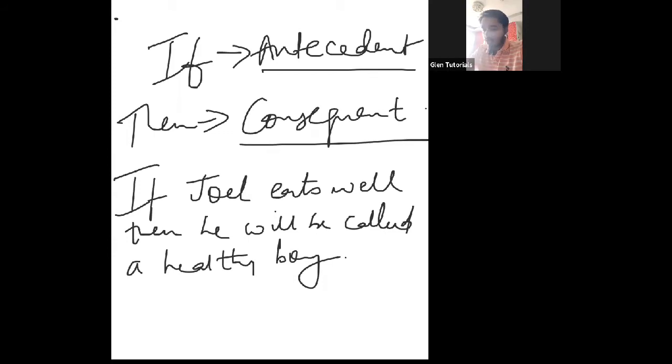Okay. So I hope you all understood till here the if-then form. Now the same if-then form we will do. Till here, if you all understood, please give me a thumbs up. Very good. Okay.